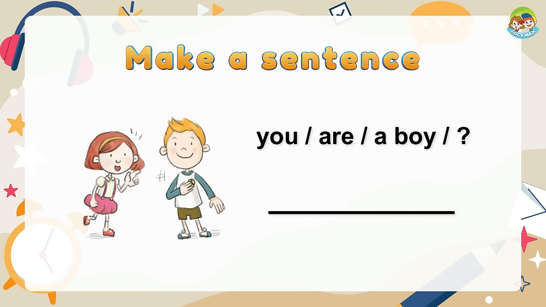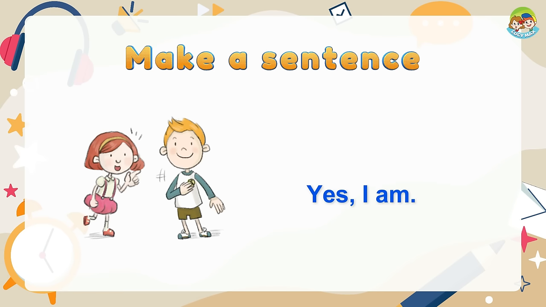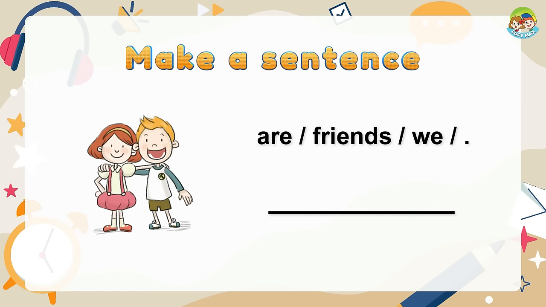The next one. You are a boy. It ends with a question mark. The sentence is, are you a boy? Be sure to put a capital letter for R. Yes, I am. Are friends we? It ends with a period. The sentence is, we are friends. Be sure to put a capital W at the beginning.